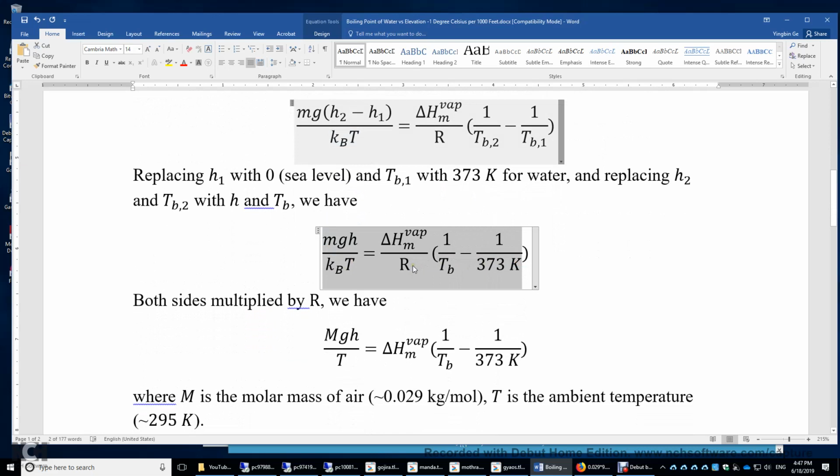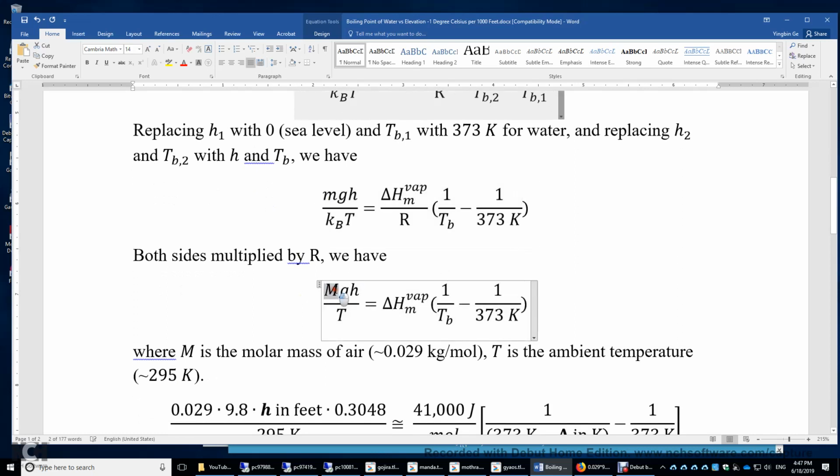And if we multiply both sides by R, this R disappears, and R over kB is the Avogadro constant. The Avogadro constant times the mass of one average air molecule is the molar mass of the average air molecules. And this uppercase M is roughly 0.029 kilogram per mole. This is the weighted average of oxygen and nitrogen. And then we're going to use this 295 K as the temperature of the air.